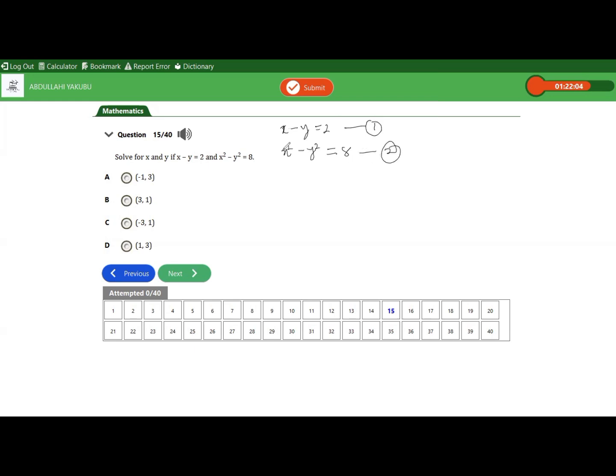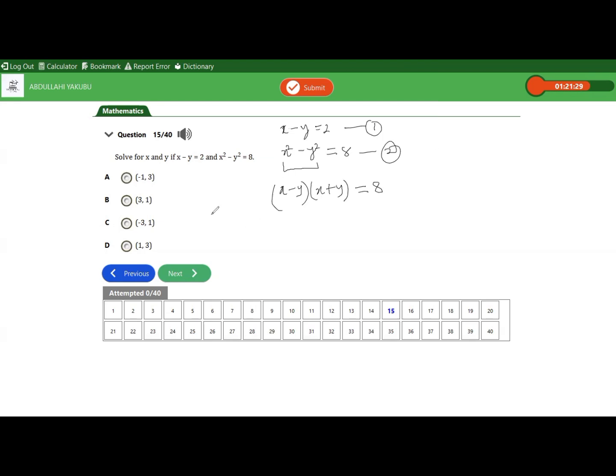You can decide to make x subject of the formula from equation 1, or you use the idea of difference of two squares. If I were you in exam, I'll quickly use the idea of difference of two squares. As I am having x squared minus y squared in equation 2, I know it's going to be x minus y into x plus y equal to 8.